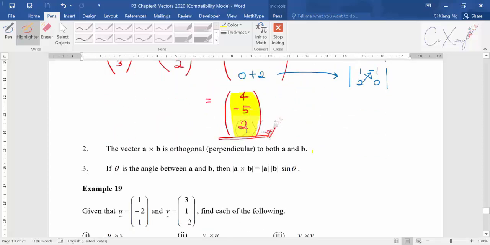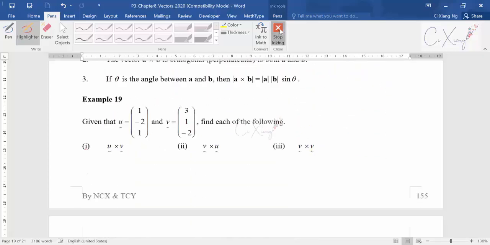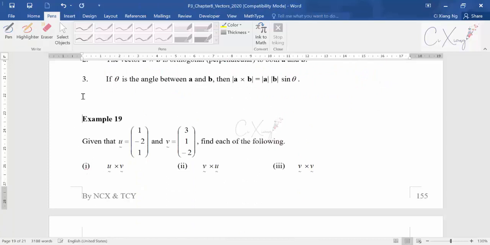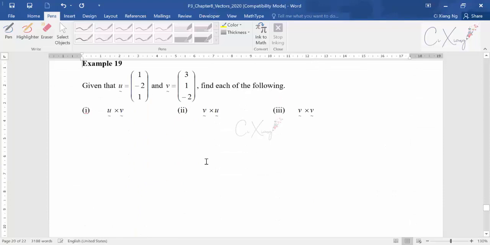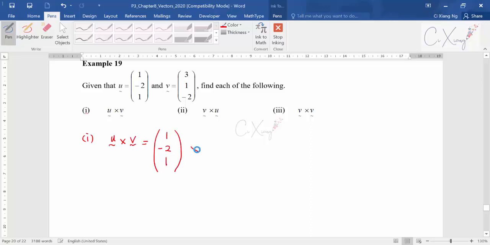Alright, so maybe I can try another example for you. Okay, so you can have a look at example 19. Let's say for part number 1, they want you to get U cross V. So what's the U here? U is 1, -2, and 1, cross V. So V is 3, 1, and -2.